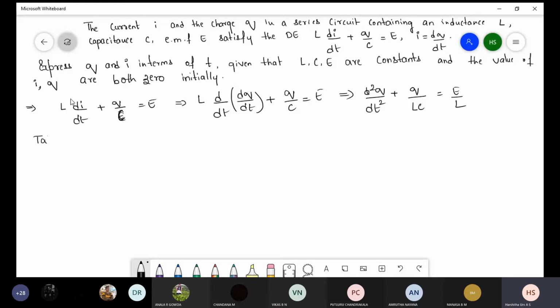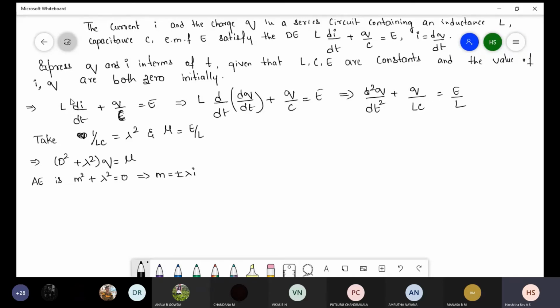Here for our assumption, we can take 1 divided by LC is equal to lambda square and mu is equal to E by L. So the differential equation will be D square plus lambda square whole into Q is equal to mu. What is the auxiliary equation? M square plus lambda square is equal to 0. So M is equal to plus or minus lambda i.